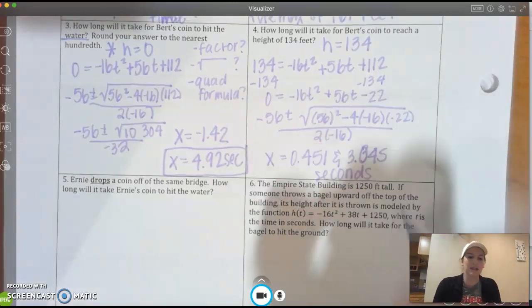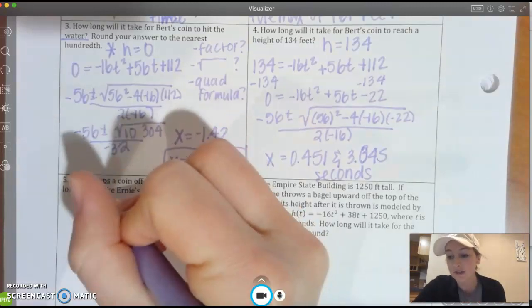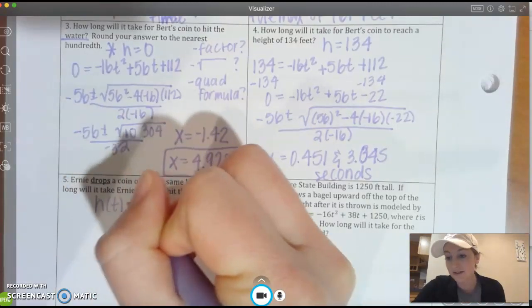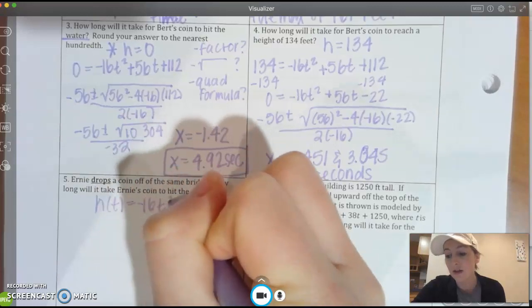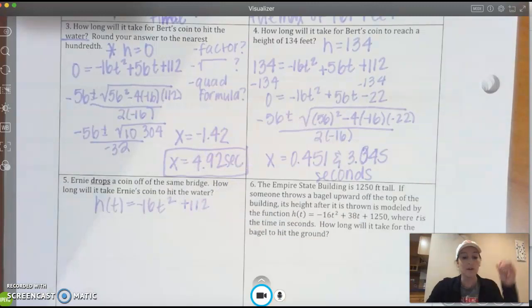The next one says Ernie drops a coin off of the same bridge. So now we're going back to our dropped examples, right? For our dropped examples, all we're doing is negative 16t squared plus our height. So I would just say that h of t equals negative 16t squared plus 112, because our initial height is 112 feet, that's how tall the bridge is. If you were to just drop the coin instead of throwing the coin, this is the equation we're looking at. And it says, how long will it take for the coin to hit the water?